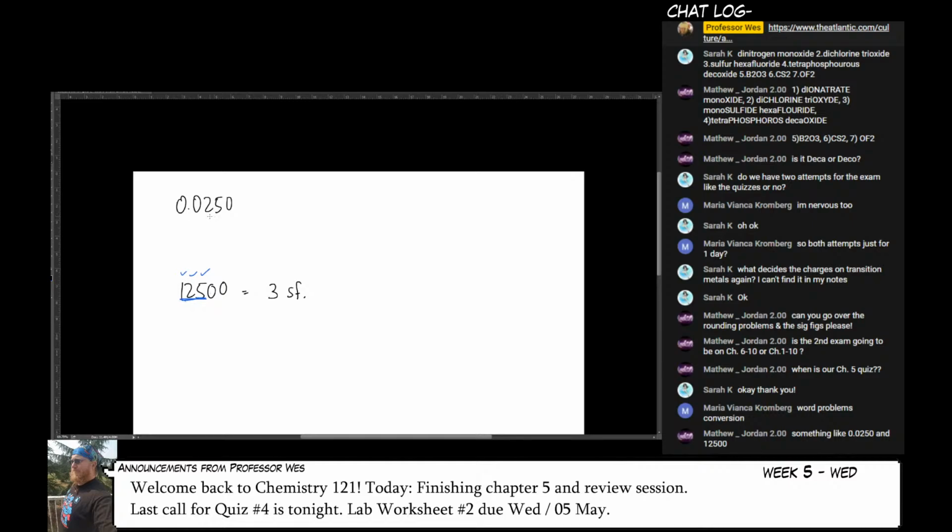For this number up here, obviously these two are sig figs because they're not zeros, but I have this decimal. And so you have to remember the decimal rule. For the decimal rule, any numbers to the right of a sig fig are also sig figs, and any numbers to the left are placeholders. So this number as written here, 0.0250, also has 3 sig figs.